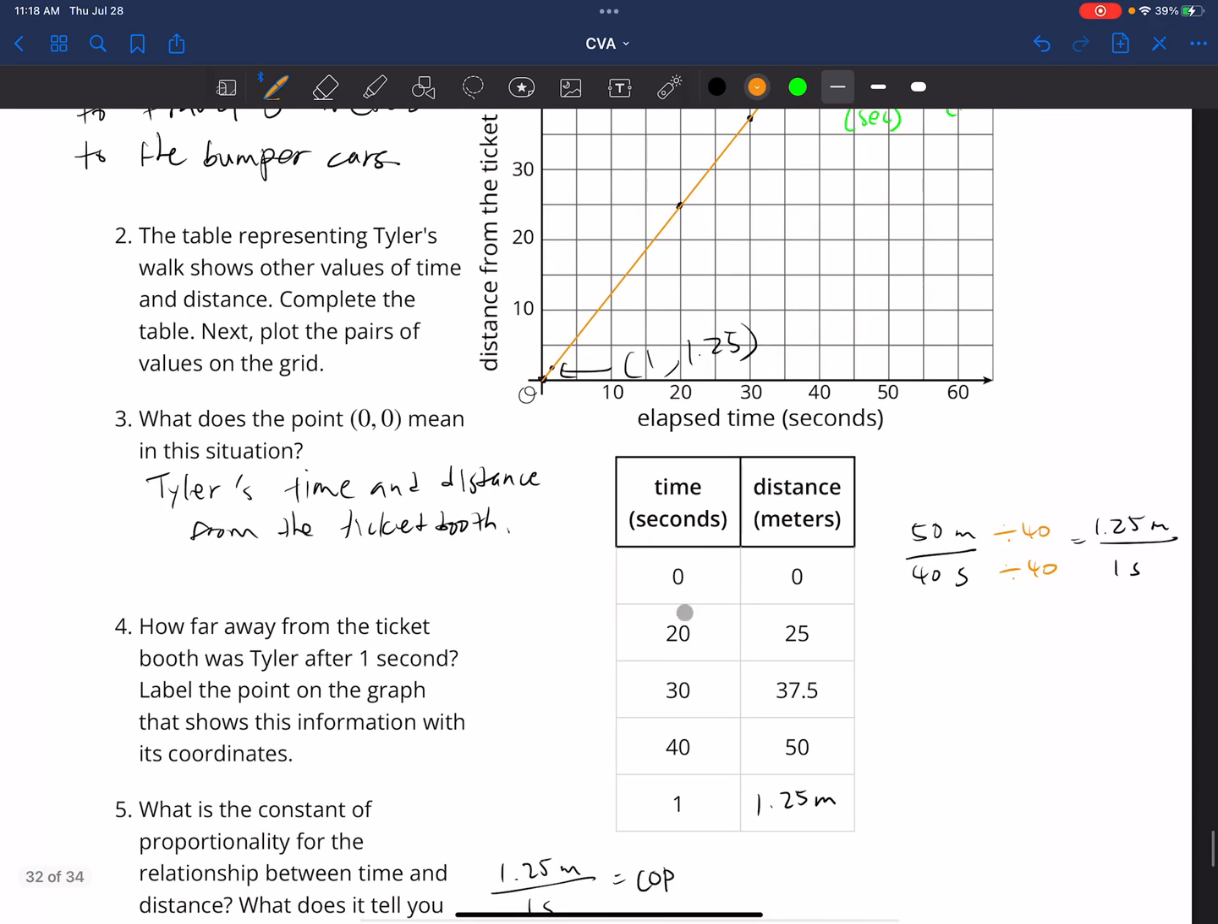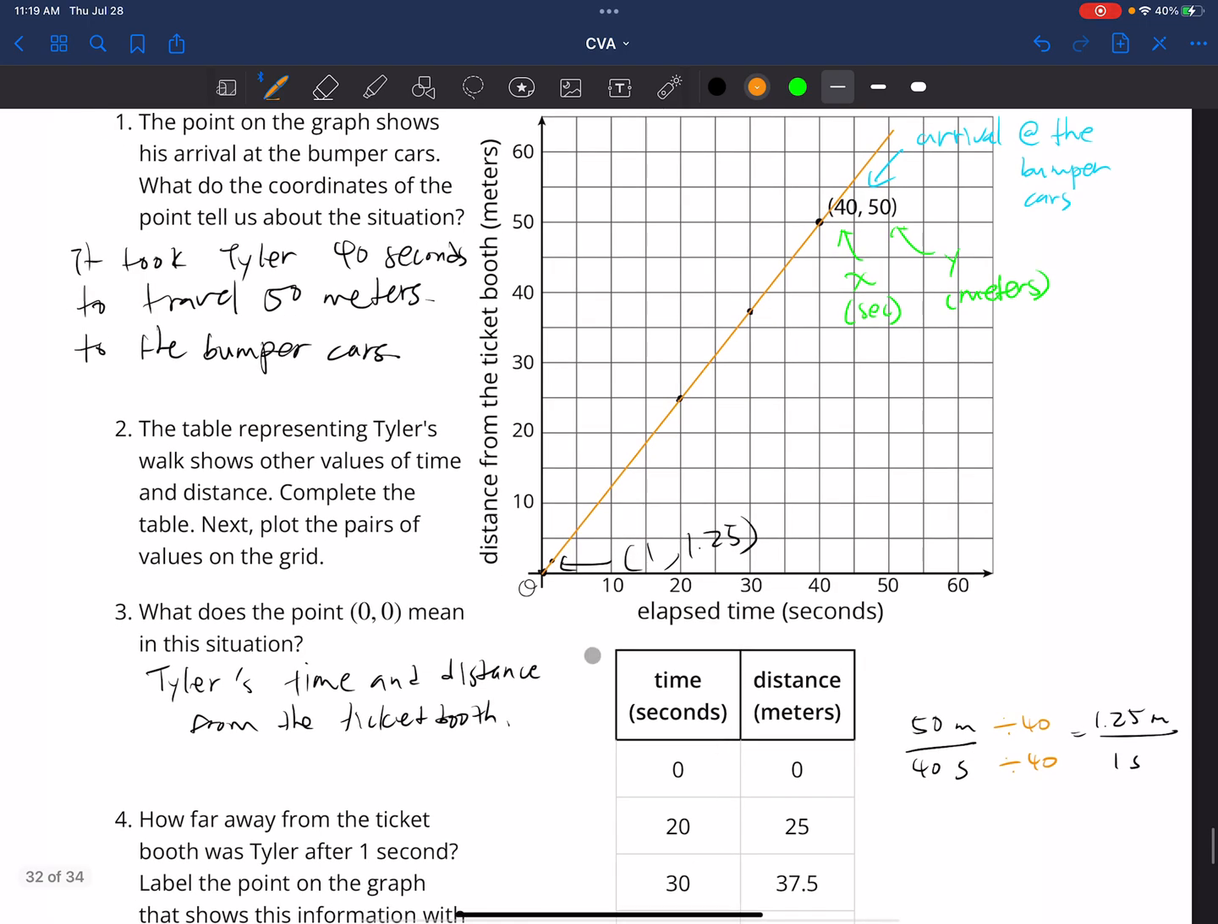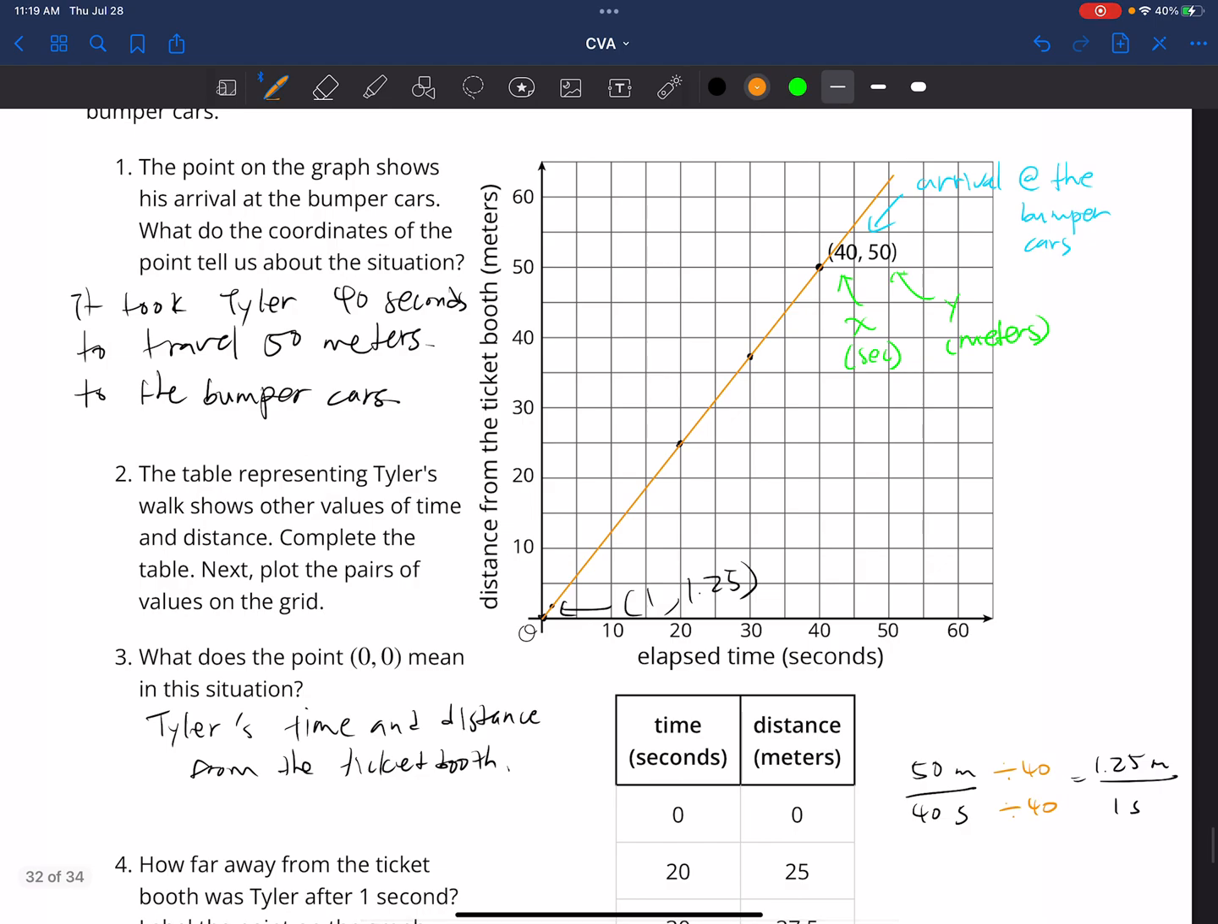So this is the power of a graph, right? We've been looking at tables for a while now. Now we're taking a look at graphs as well. And by the way, graphs, tables, equations, they're all the same thing. They're all ways to represent a real life scenario.